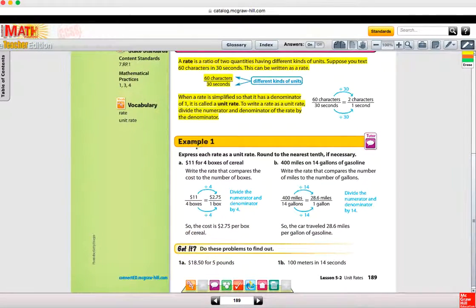So example 1, express each rate as a unit rate. In letter A, we have $11 for 4 boxes of cereal, so a unit rate will tell us how much 1 box of cereal costs. And so we're going to divide both sides by the denominator, which is 4, and we find out that each box costs $2.75. For letter B, 400 miles on 14 gallons of gas.